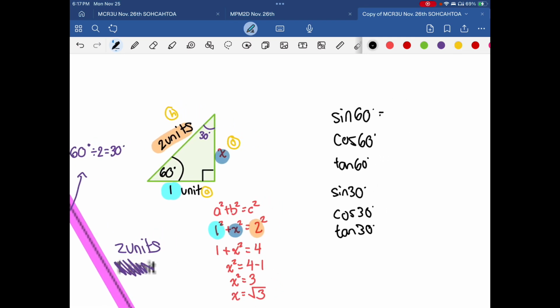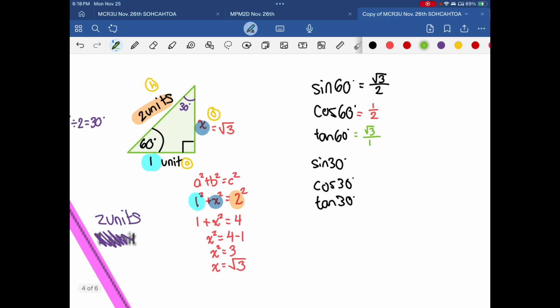So sine is opposite over hypotenuse. I should write down that it's actually root 3, not just x anymore. Okay, let's go back to it. So opposite, which I know is root 3, over hypotenuse 2. Then I have cos 60, which is adjacent, 1, over hypotenuse 2, so 1 over 2. My tangent is opposite, root 3, over adjacent, which is 1 in this case.